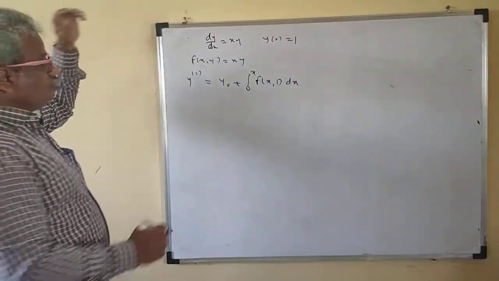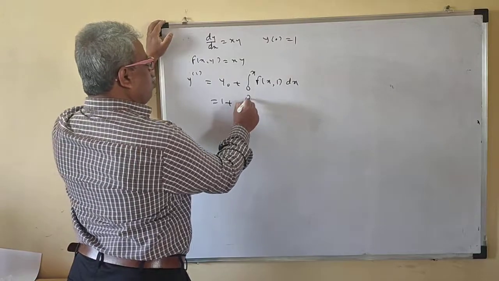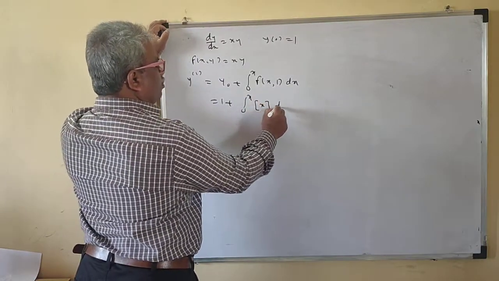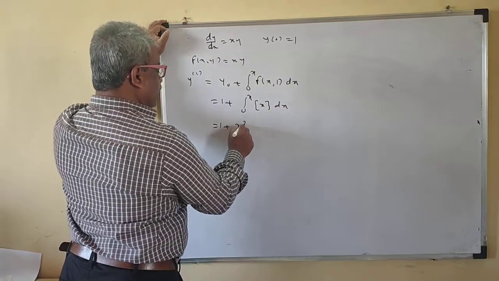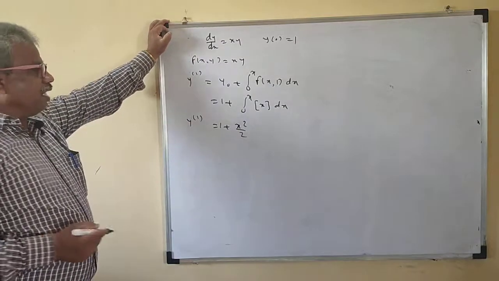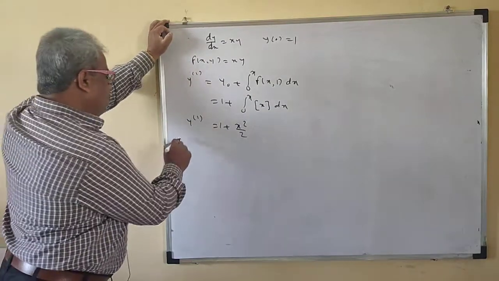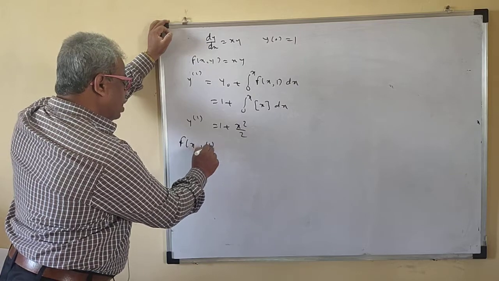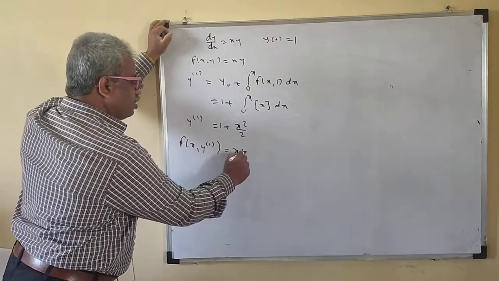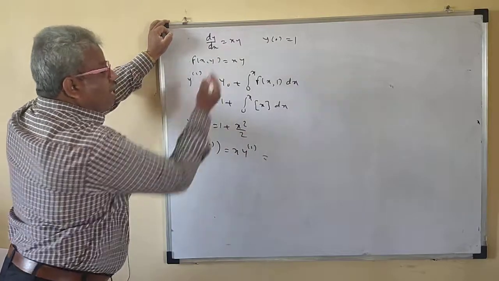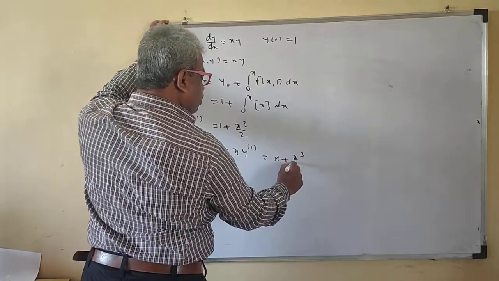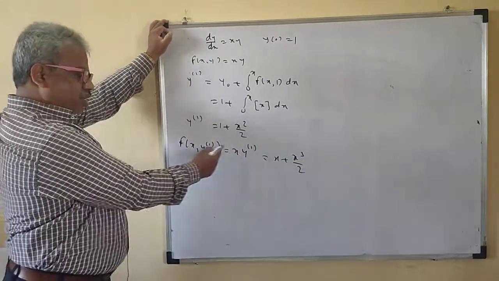So y0 is 1 plus integral 0 to x. So we'll write this value. So xy means you have to take the product only. So 1 plus x square by 2. This is your y1 now. And if they want the value of f of x, y1, then what is this? Just take the product, xy1. Because you have to put y1 only, right? So we just multiply by this. This will be x cube by 2 only. Very simple.